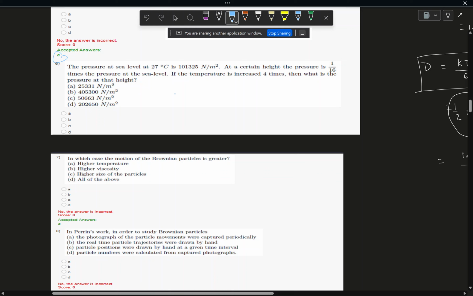Yeah, so the base level or sea level pressure is given as temperature is mentioned, so T is here, and the base level pressure, let's say call it P naught. P naught is given in Newton per meter square unit, value is given. Now at a certain height of another layer, the pressure, let's say the pressure is P here, is 1 by 16 times the pressure at the sea level. That means here the pressure is P naught by 16, right? So then if the temperature is increased 4 times, then what is the pressure at that height?